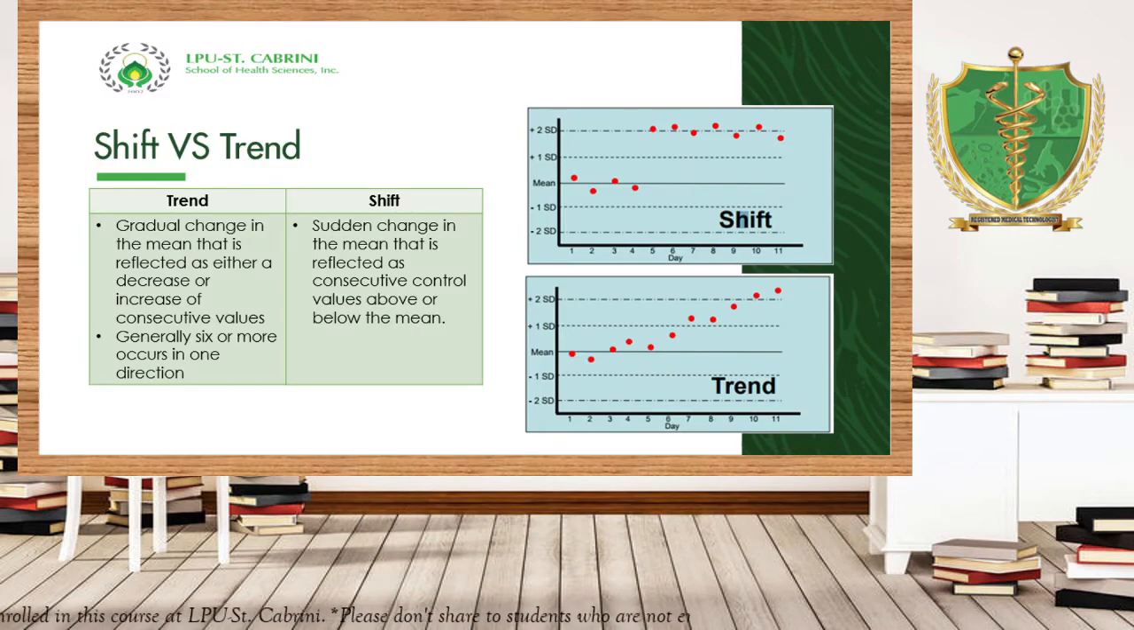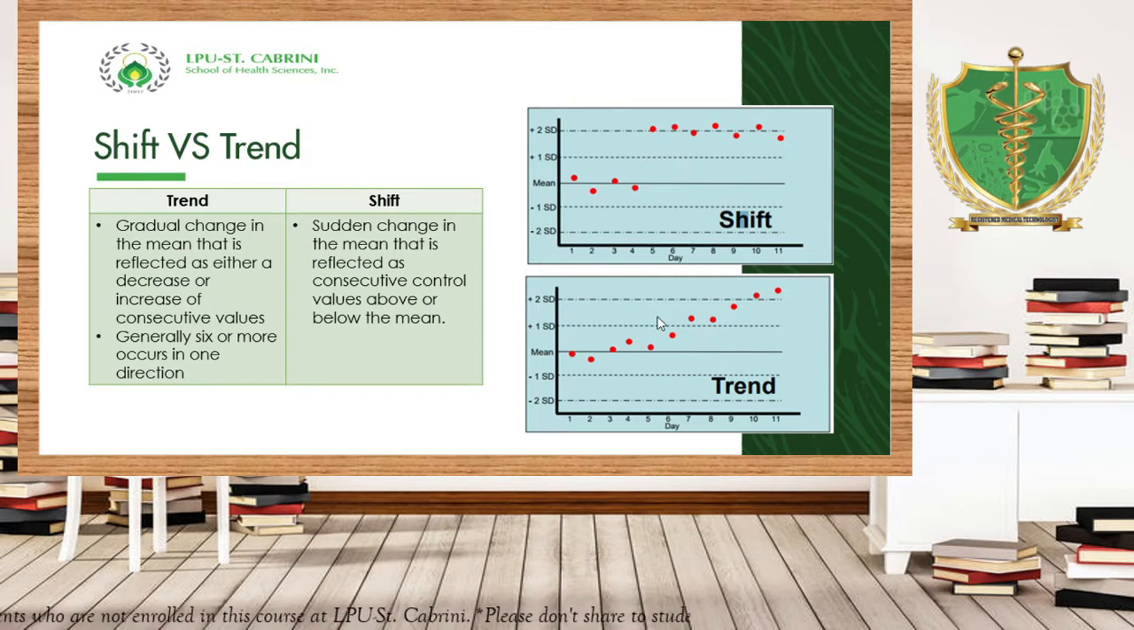Okay? Now, what is the difference between shift and trend? Okay? Shift is the gradual change in the mean that is reflected as either decrease or increase of consecutive values. This is generally 6 or more times occurring in one direction. As you can see in this illustration, this is an example of shift, a sudden change in our value or in the pattern of our graph.